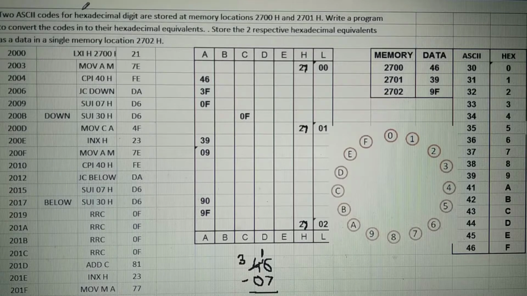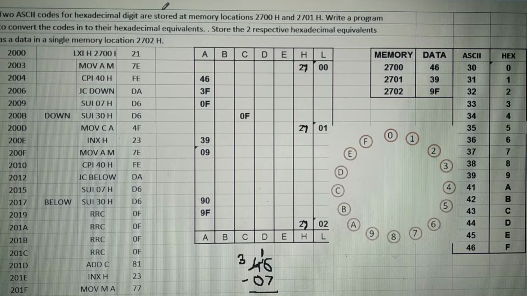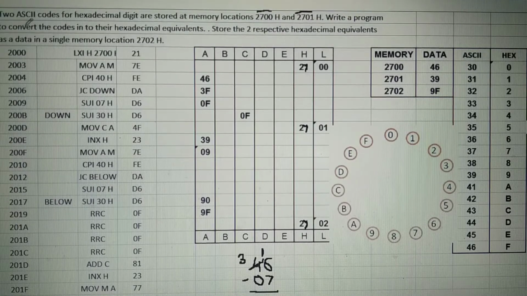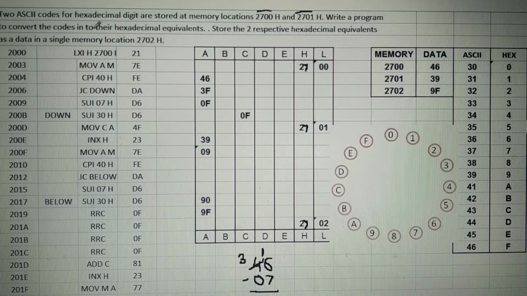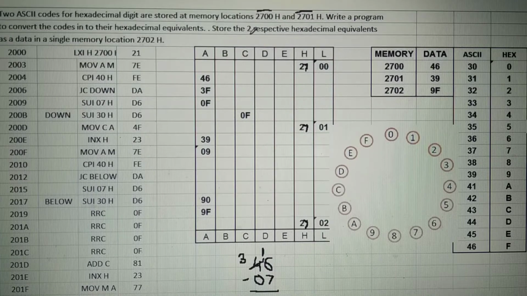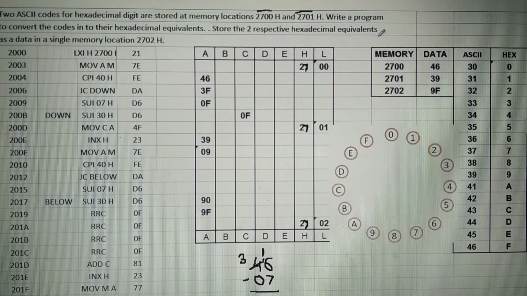Two ASCII codes for hexadecimal digits are stored at memory locations 2700 and 2701. Write a program to convert the codes into their hexadecimal equivalents. Store the two respective hexadecimal equivalents as data in a single memory location 2702.